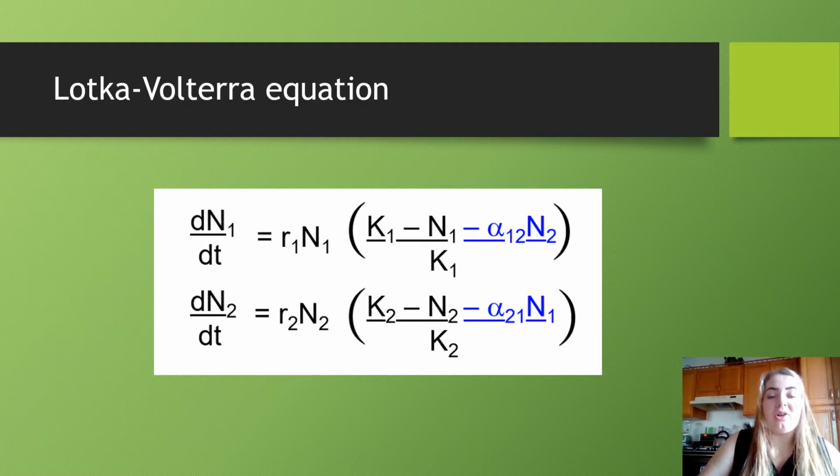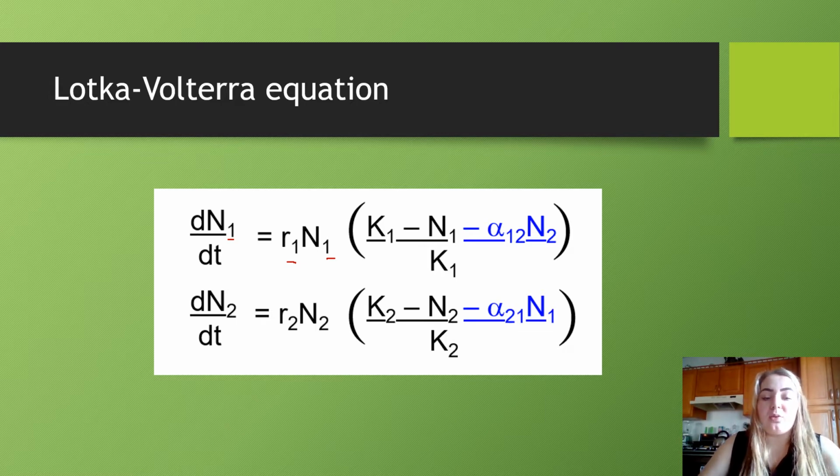The first equation is for species number one, and the second is for species number two. And you can see that with the subscripts. So the subscript numbers indicate which species. That's how we can tell them apart. And the first section of this equation has the dn1 over dt, and this is the change in population over change in time, n being population and t being time.